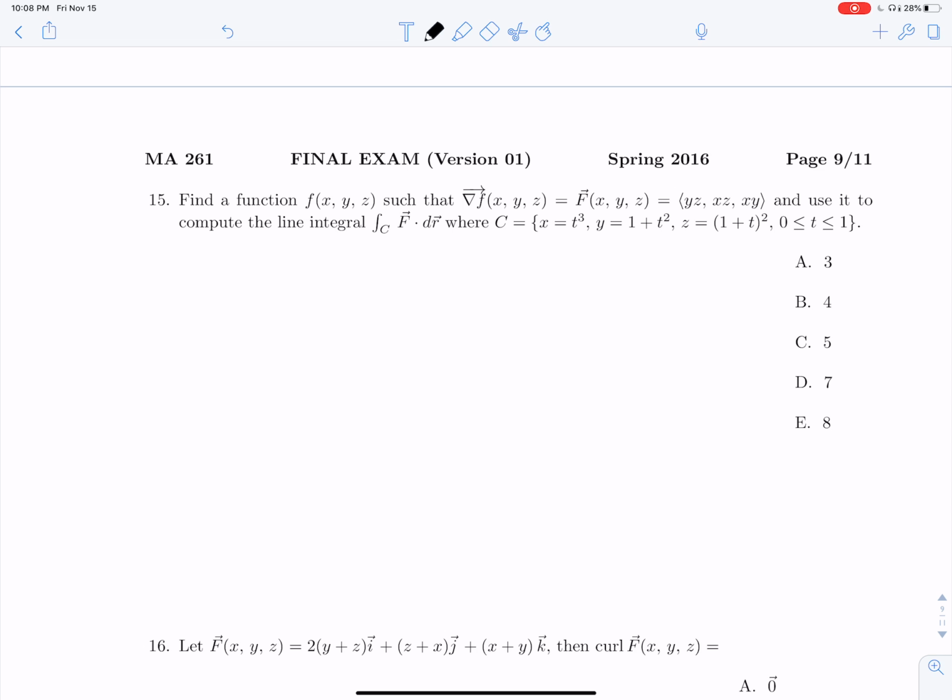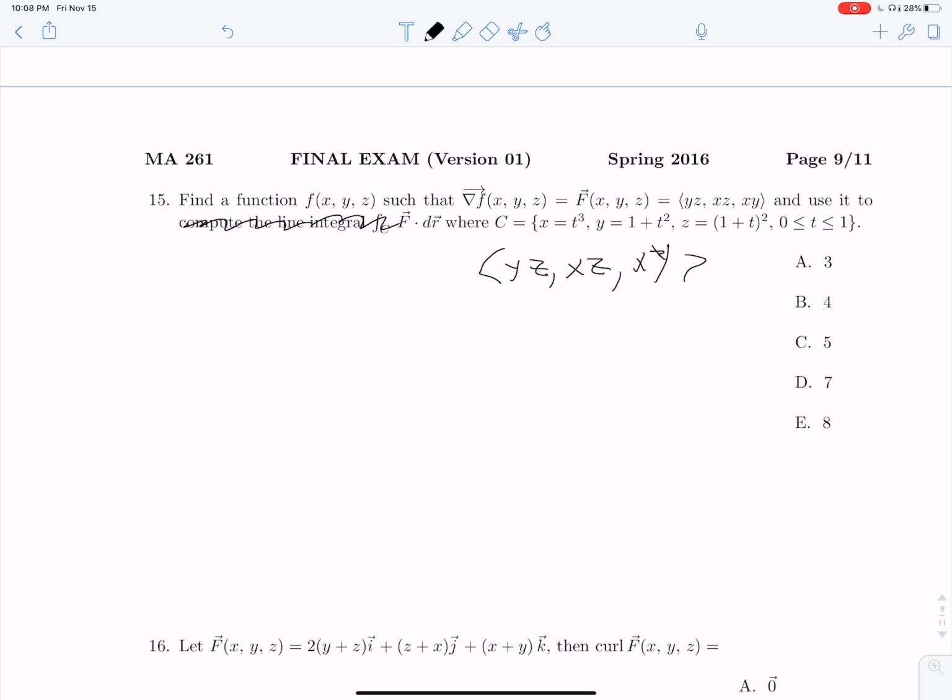Okay, 15, we're finding a potential function such that the gradient of the potential function is a vector field where that vector field is yz, xz, xy. And use it to compute a line integral F dot dr.